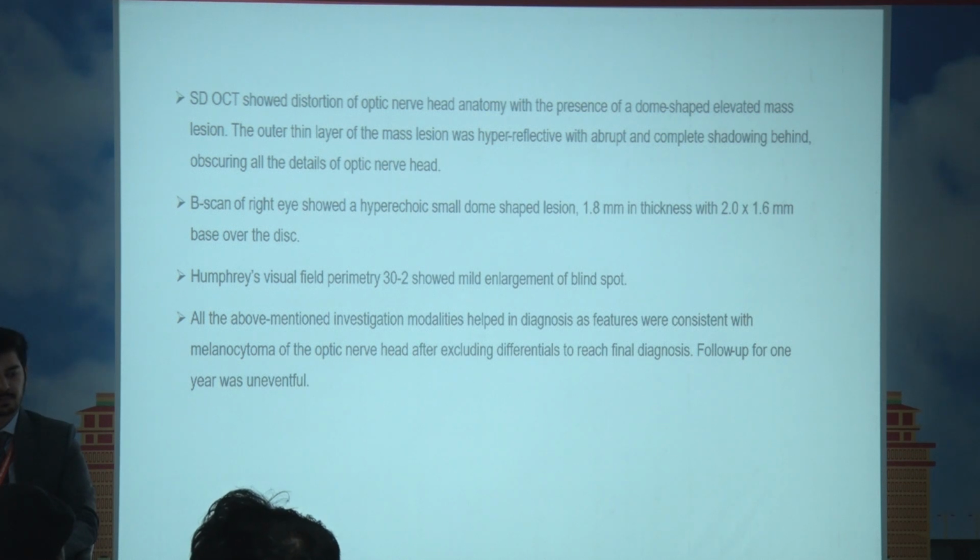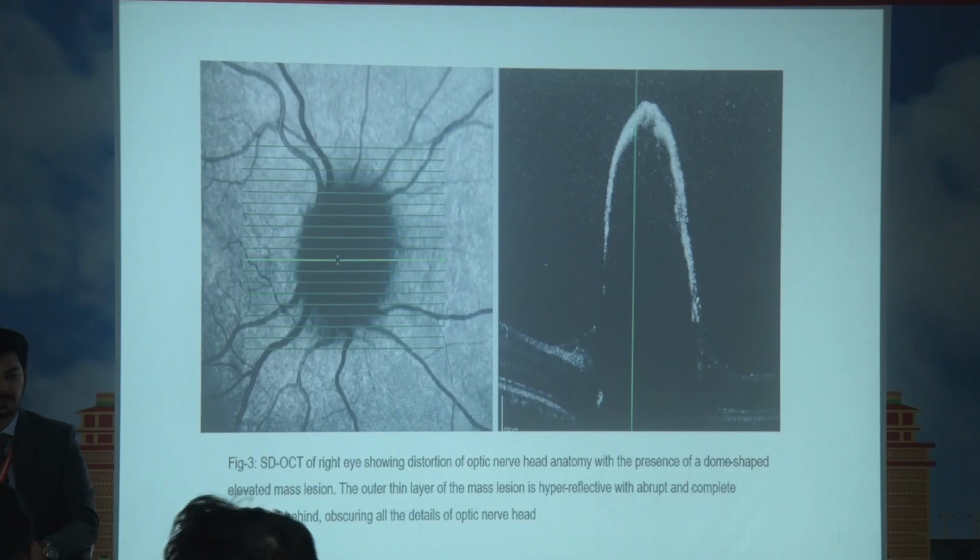All the above mentioned investigation modalities helped us in the diagnosis, as these features were consistent with melanocytoma of the optic nerve head after excluding various differentials. A follow-up period of 1 year was uneventful. So this is my OCT picture. You can see that the anatomy of the optic nerve is distorted, and the outer layer, as I mentioned, is very hyperreflective with abrupt and complete shadowing behind.